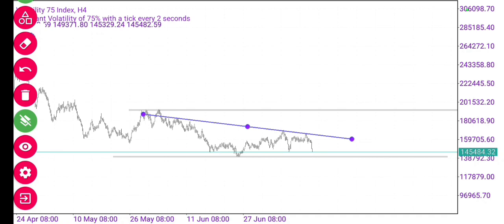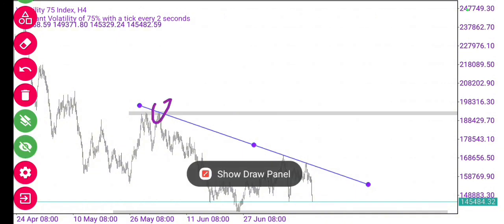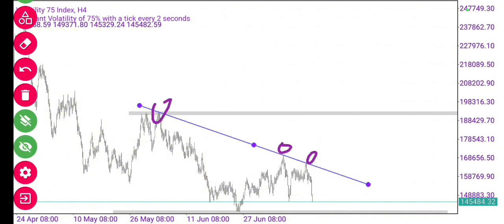Then we join our trend line like that. We are done. Now we are done. You can see very well. Here we have this point, we have that point, we also have that point. Those are the 3 points that we have, and that will be enough for us.